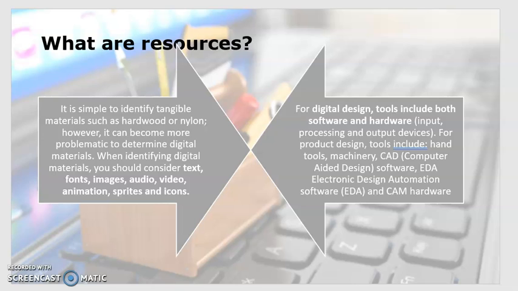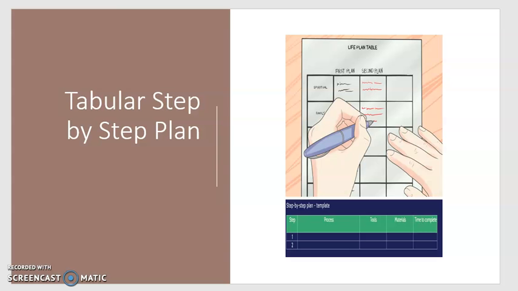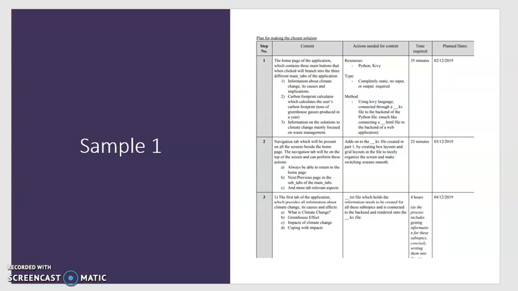Now this logical plan can be done mainly in three different ways. I am going to show you all those three different ways. The first one is the tabular step-by-step plan. In the tabular step-by-step plan, this is the sample over here, the first sample template.